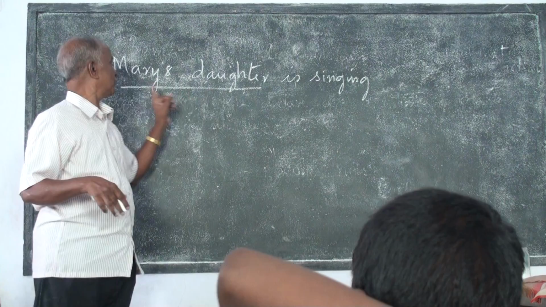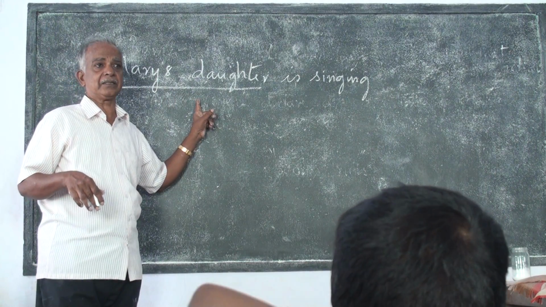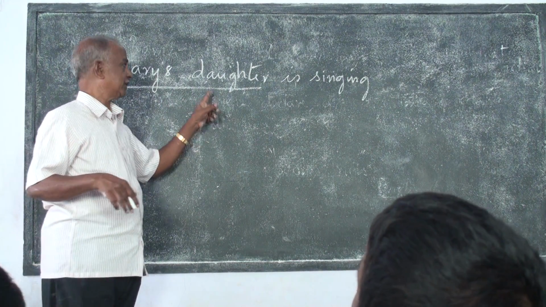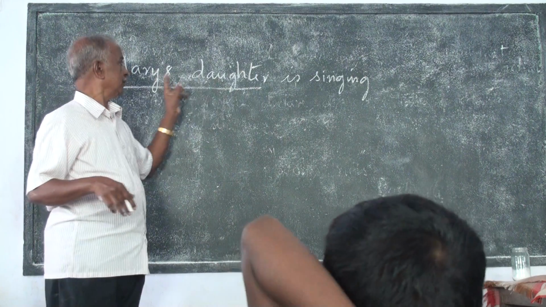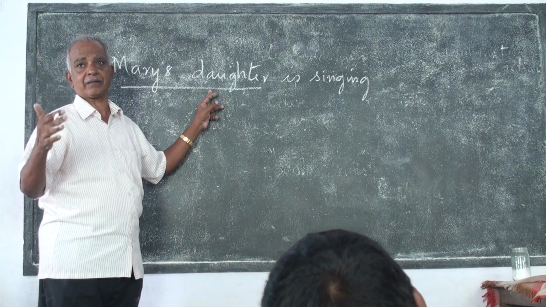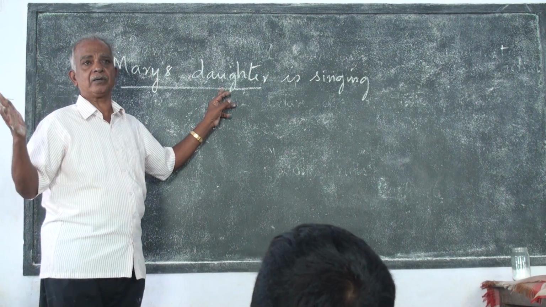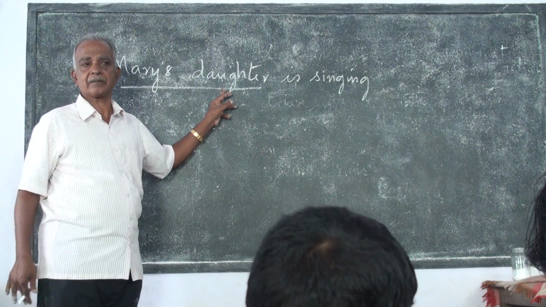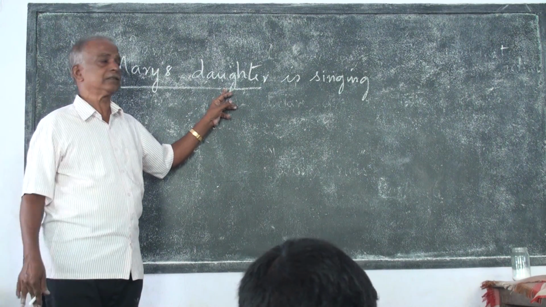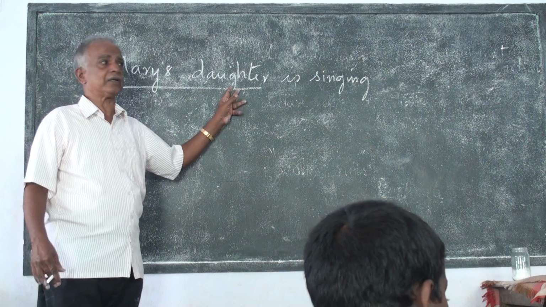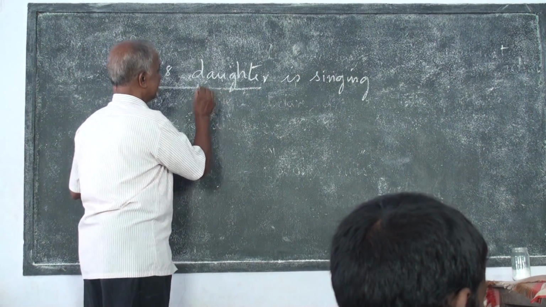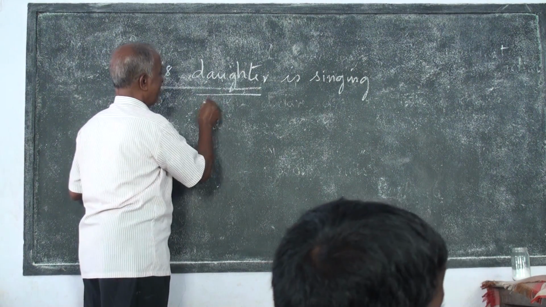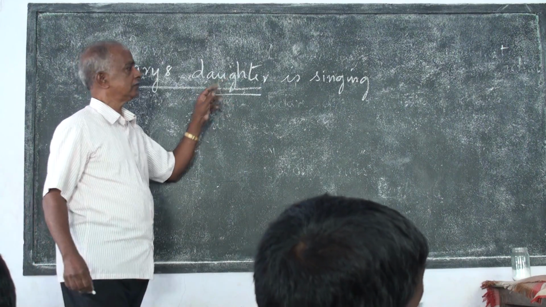Daughter is here. So Mary is not very important. Daughter is important. Mary is changing the meaning of daughter. Without Mary, we don't know which daughter. This is abstract. Mary changes the meaning of daughter. So the key subject word is daughter.